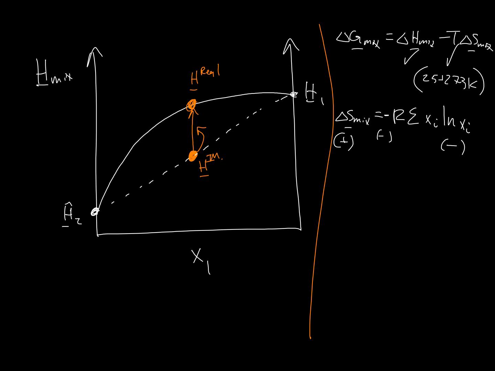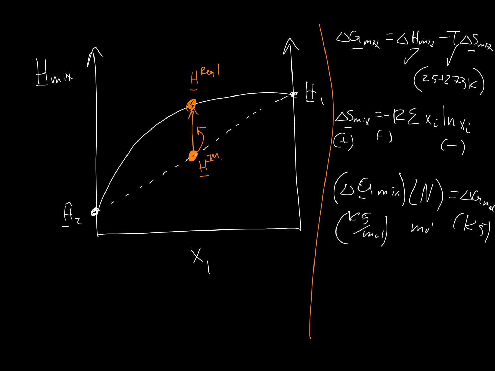And then it should be just a plug and chug from that point onwards. The last step is you'll have the delta G underbar of mixing, and you'll just need to multiply that by n, which is 7, to give the delta G of mixing in units of kilojoules. Kilojoules per mole times moles. Okay. Questions on number 5?